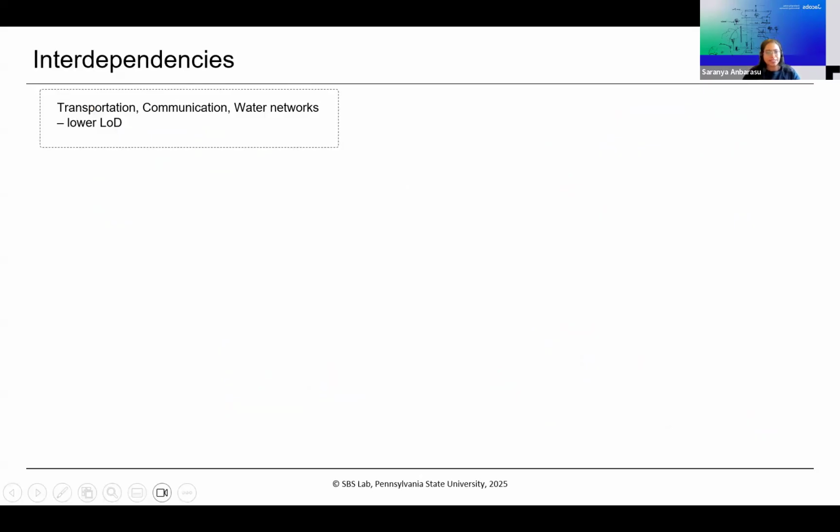So once we have the energy systems, we also modeled the transportation, communication, and water networks. These are the other infrastructure systems, but we don't have enough domain knowledge in these. We ended up going with a lower order and lower level of detail in these models. But still, we captured all the power dynamics of these infrastructures, which I can talk about as we go through further slides.